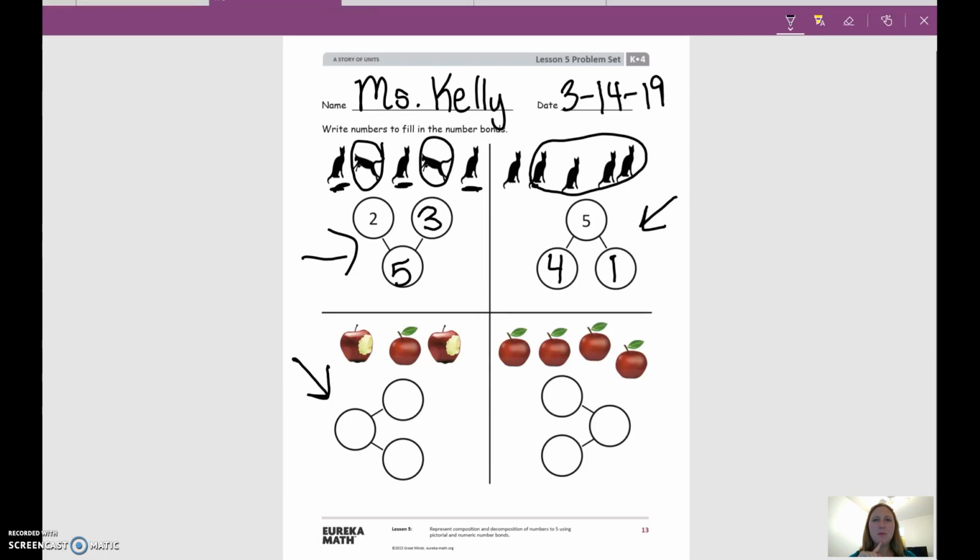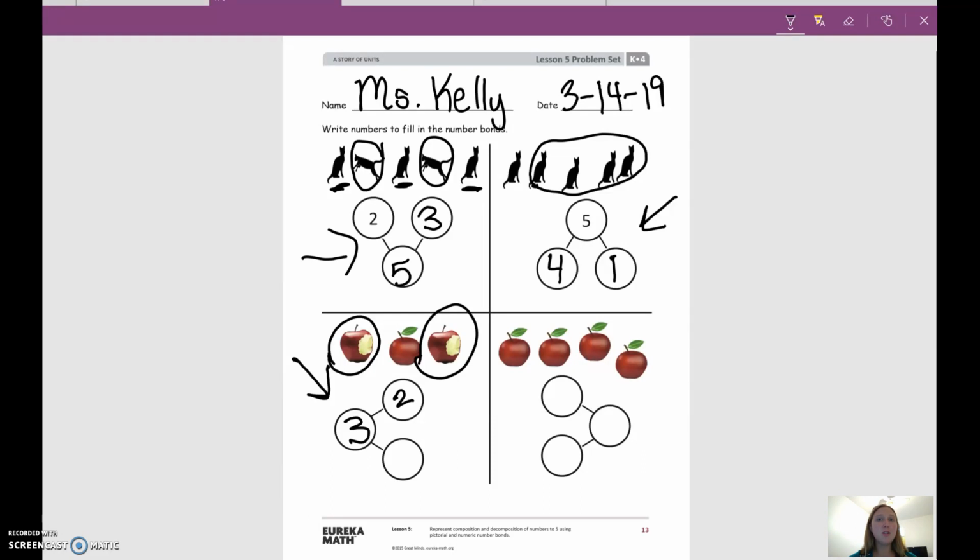How could I fill out my number bond this time? Well, I see that there are 3 apples all together. So where could I put the 3 apples? The whole. So we're going to put 3 in the whole position in the number bond. And now I need to separate my apples into 2 parts. Well, I want all of my apples that have been eaten to be 1 part. How many apples have been eaten? 2. So that's going to be 1 part.